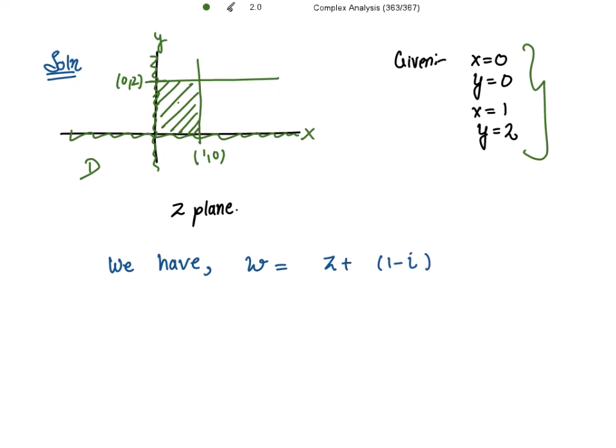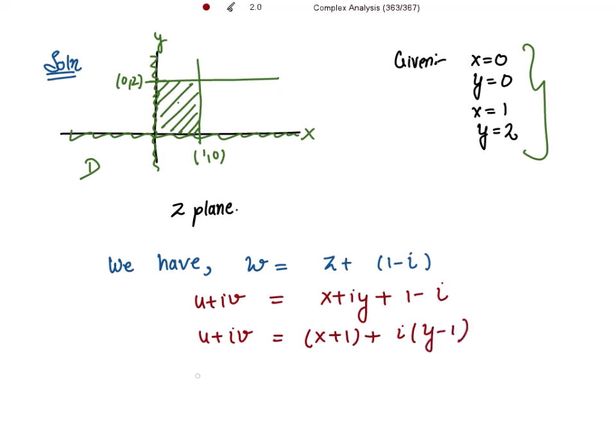Now we are having W equal to Z plus 1 minus iota. Making use of this, what is W? It is U plus iota V. That is equal to, what is Z? Writing this as x plus iota y plus 1 minus iota. That is u plus iota v is equal to x plus 1, collecting the real parts and the imaginary parts separately. And now if I compare the real parts, I get u equal to x plus 1 and v equal to y minus 1.